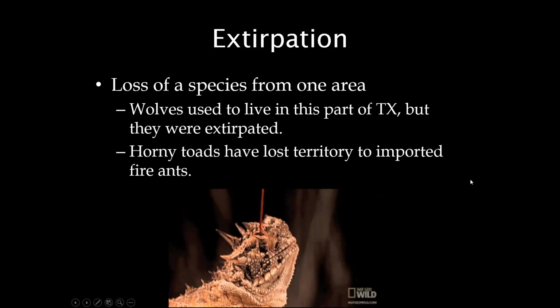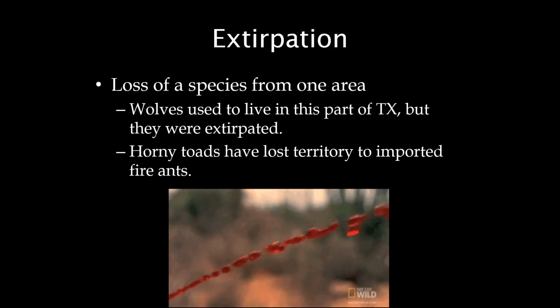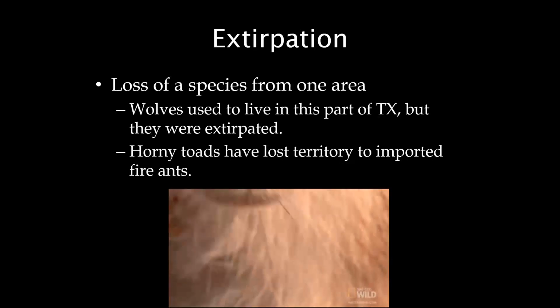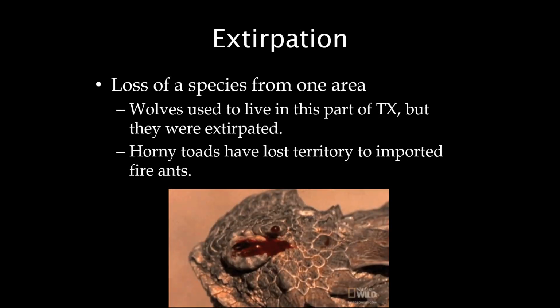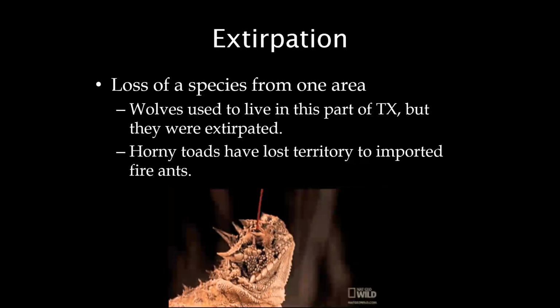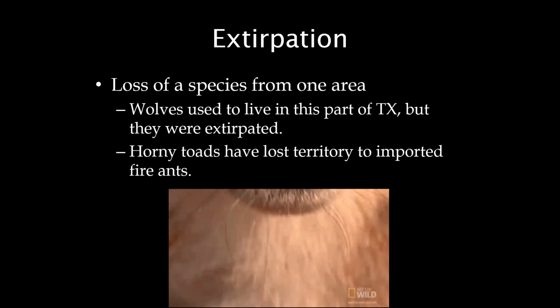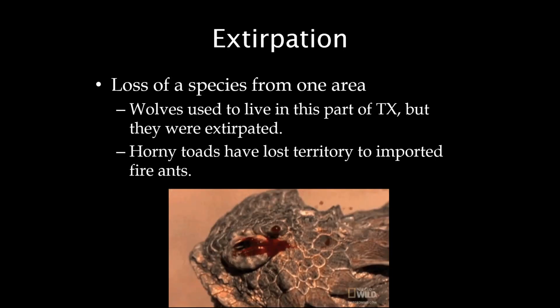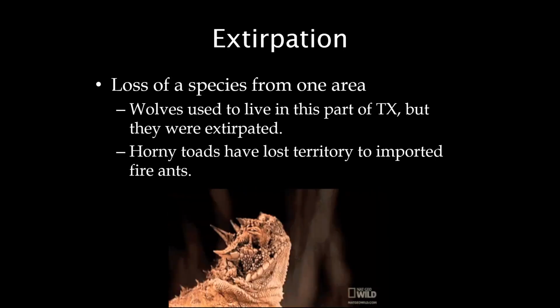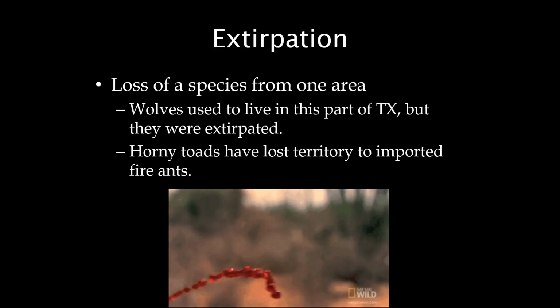All right, extirpation is loss from an area of a species. I'm showing you this little video for a couple reasons. One, it kind of gets your attention, but this is a horny toad. It's actually a lizard. It's not an amphibian at all. One of their defense strategies is what you're seeing here. When they get threatened by dogs, they like to squirt blood out of their eyes, and I guess it freaks dogs out enough that the dogs don't try to eat them at that point.